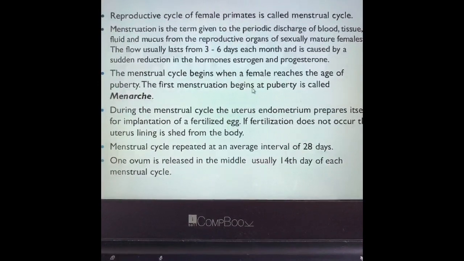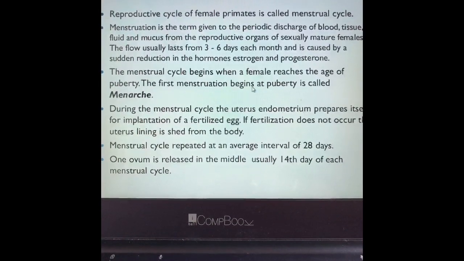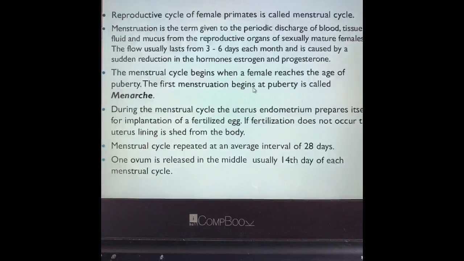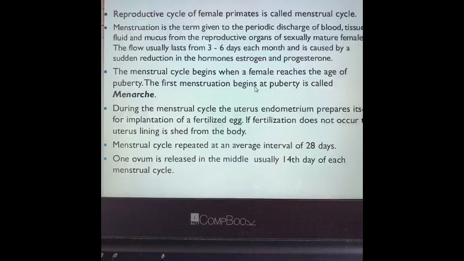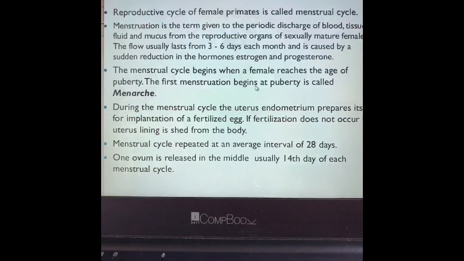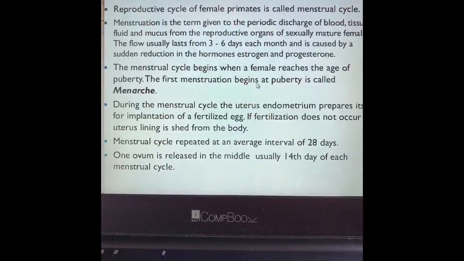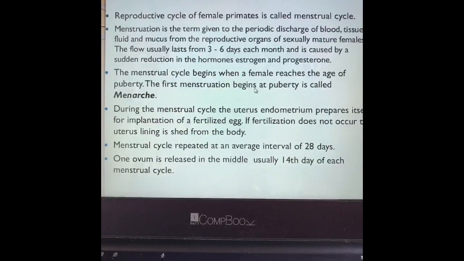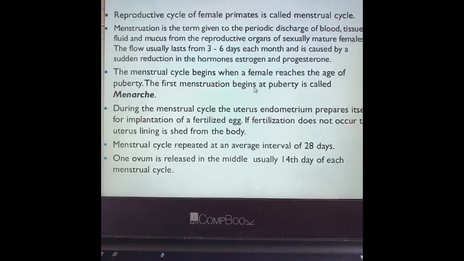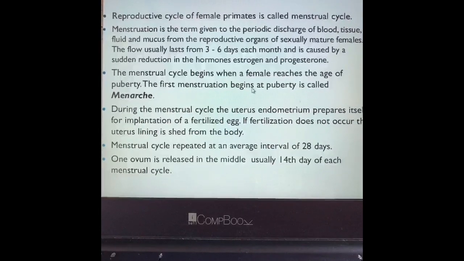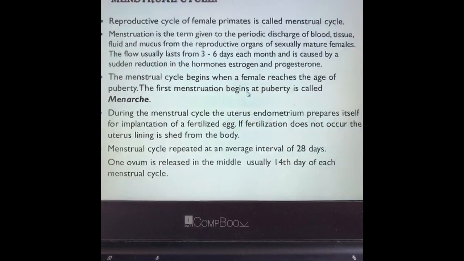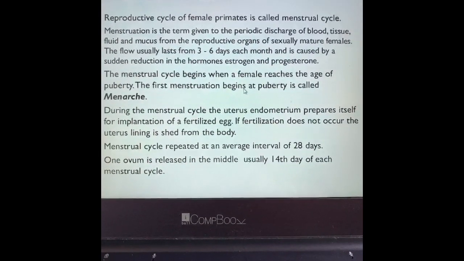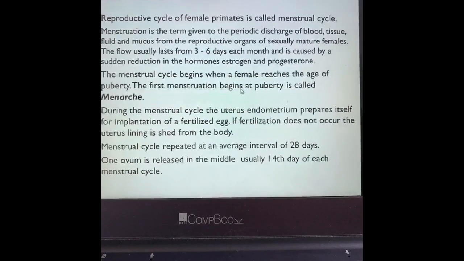During the menstrual cycle, the uterus endometrium, I hope you remember, this is the innermost layer of the uterus, prepares itself for implantation of a fertilized egg. If fertilization does not occur, the uterus lining is shed from the body. Since all of us know about this phenomenon, you have an idea what is actually happening in your own body.